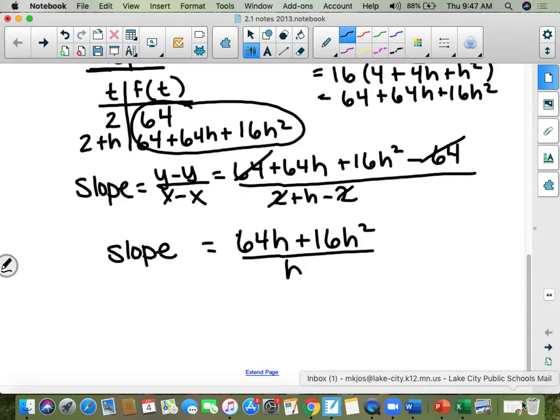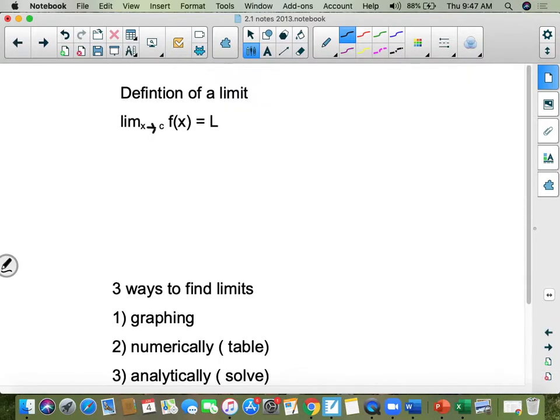Okay, what is this leading up to? This is leading up to finding the limit. So what is the definition of a limit? The limit as x is approaching c of some function has to equal some L value.